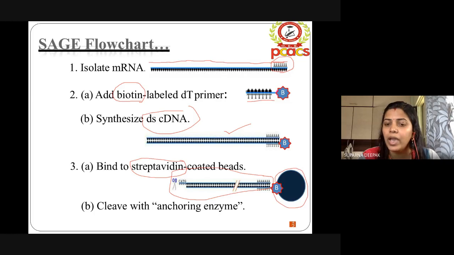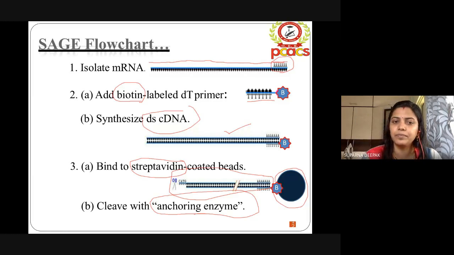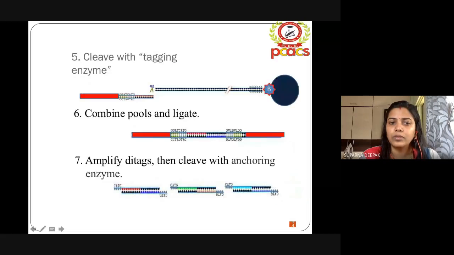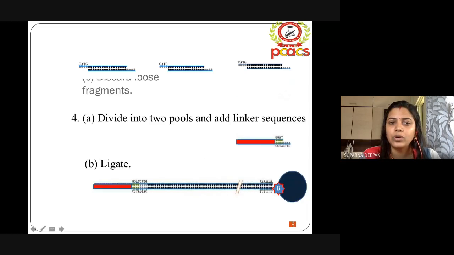Am I right? Okay. Now you will be using an anchoring enzyme. The anchoring enzyme will cleave this cDNA at a particular position, here it will cleave. So just a second. Okay. That is how you are going to get different fragments. Now divide them into two pools and then add your linkers. You can see over here that you can have linkers.